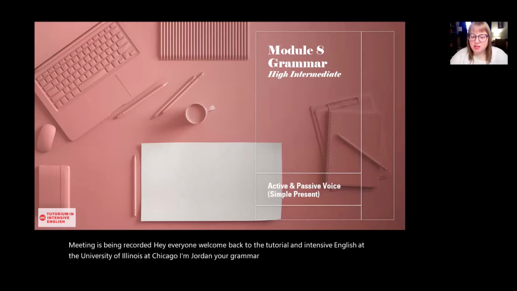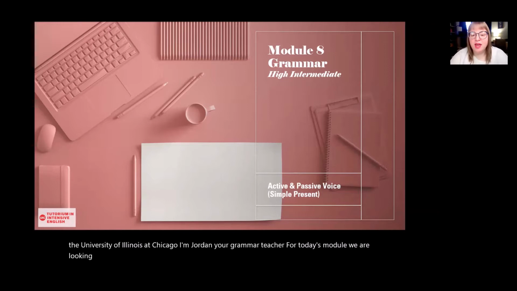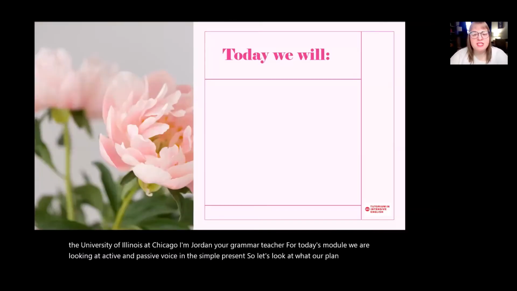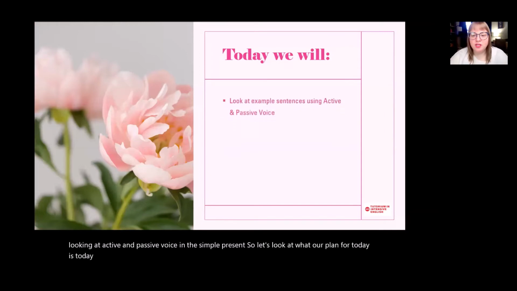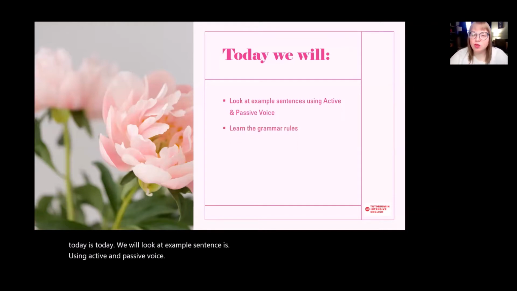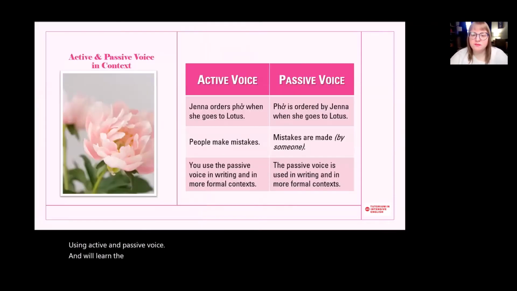For today's module, we are looking at active and passive voice in the simple present. So let's look at what our plan for today is. Today we will look at example sentences using active and passive voice, and we'll learn the grammar rules. So first of all, what's active voice and what's passive voice?